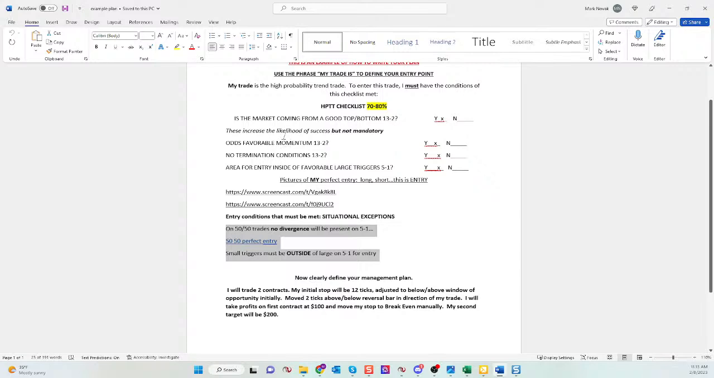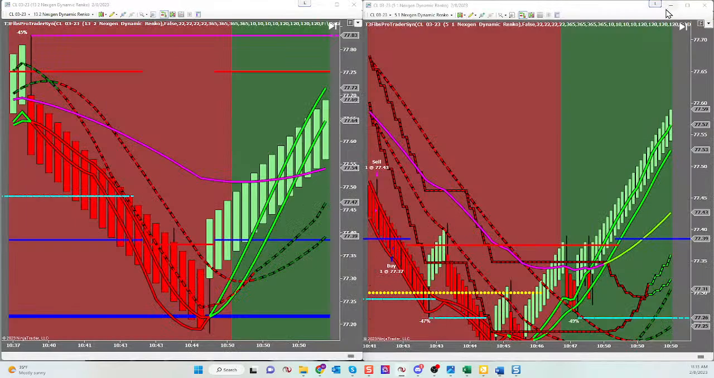Now, do I have odds favorable momentum? Do I have small triggers above the large triggers? Do I have large triggers wide and angled in the direction of the trend? Absolutely. So rule number 1 is met. And I also have a termination condition. So I am batting 500 on my checklist.